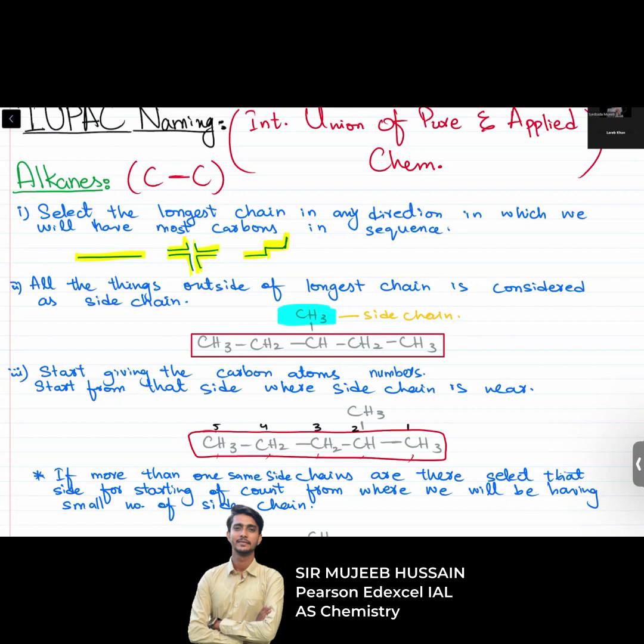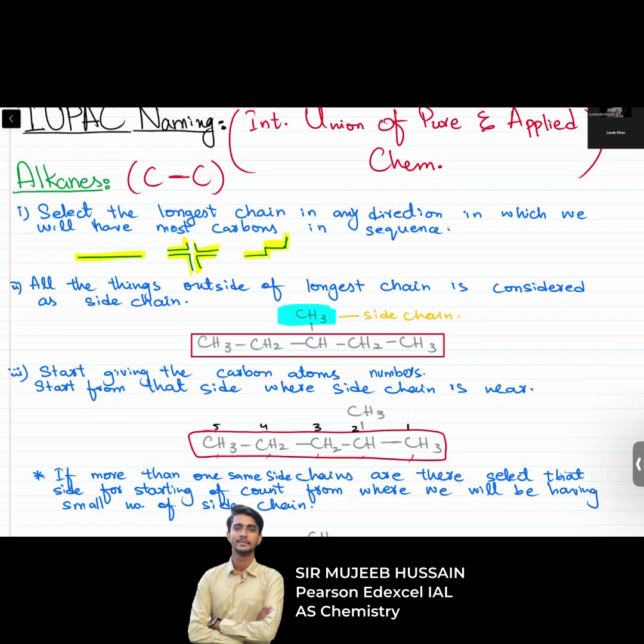Got it? So the point here is what? You have to consider the longest chain first. And when you're done with the longest chain, you will be moving on to highlighting the side chains. What is the side chain?